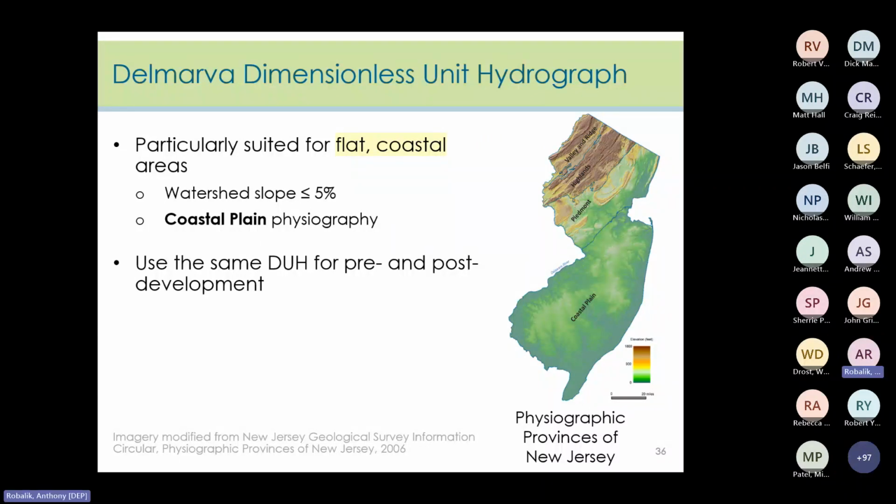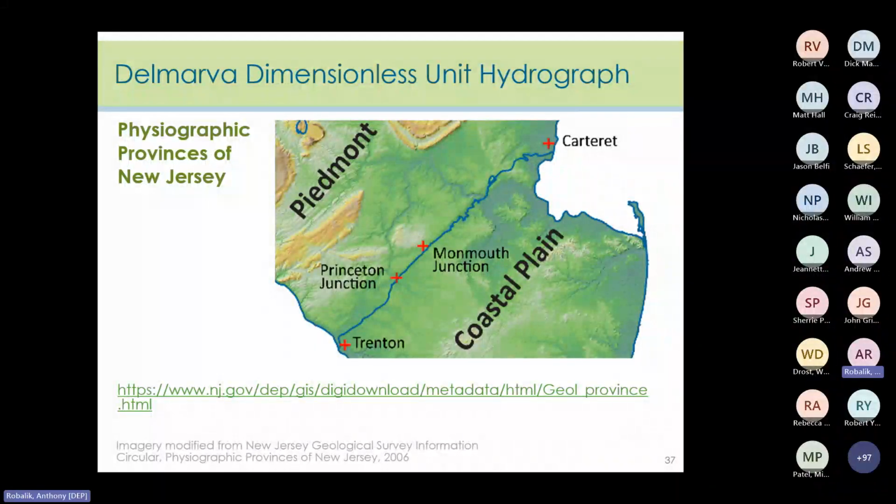Projects which lie on or near the boundary between the Piedmont and coastal plain regions should be modeled with both the standard and Delmarva unit hydrographs and results compared with actual field conditions to determine which unit hydrograph offers the best fit. And so where is that boundary exactly?